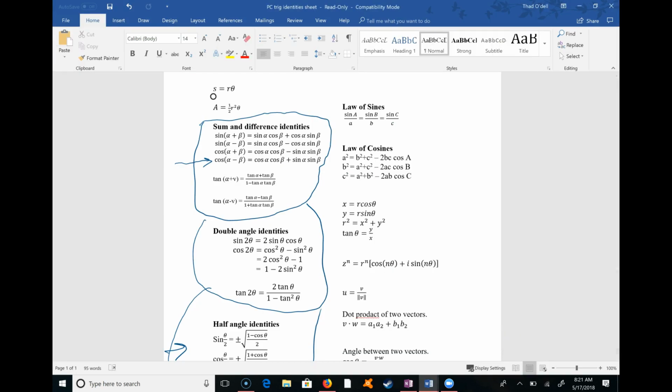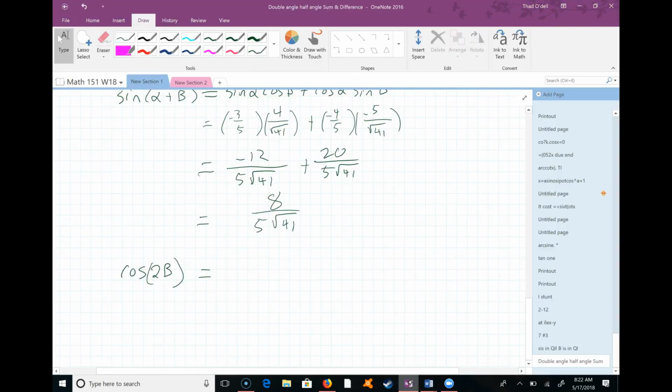On the double angle identities, cosine has some choices there. So this just means that cosine 2 theta could be any one of these. There are 3 different choices. It doesn't matter which one you pick, whichever one works better for your situation. Sometimes there's not one that's better than the other. So I'm just going to take the first one, cosine squared minus sine squared. So I'm going to rewrite this as cosine squared of beta minus sine squared of beta.